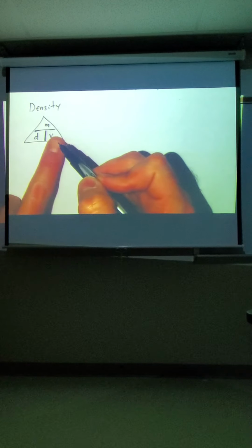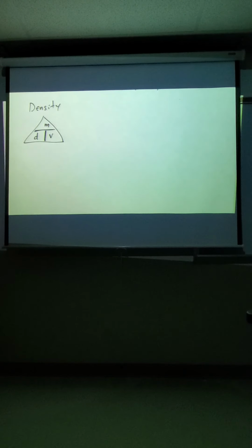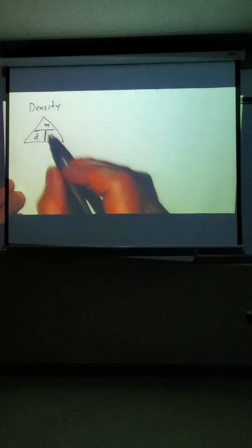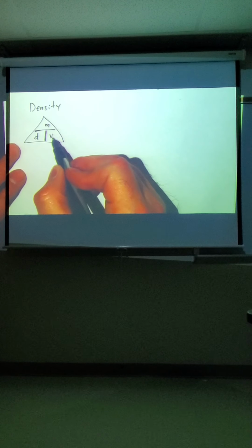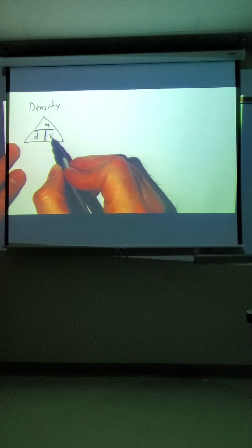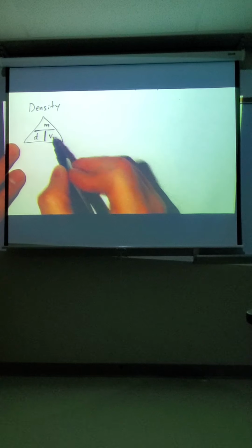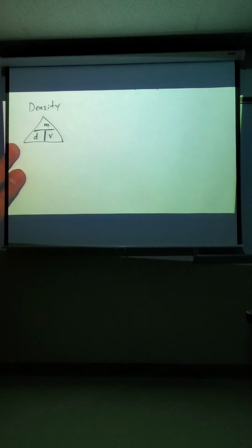If you wanted volume, you cover V, that's just mass divided by density. If you wanted mass, you could just take density times volume. So triangles work very nicely. It avoids a lot of algebra, and any day you can do that, it's a good day, in my opinion. So density is mass per unit of volume. So it's really just how close are your atoms and molecules compared to their volume. The closer they are together, the more dense they are, the farther apart they are, the less dense they are, and so forth.